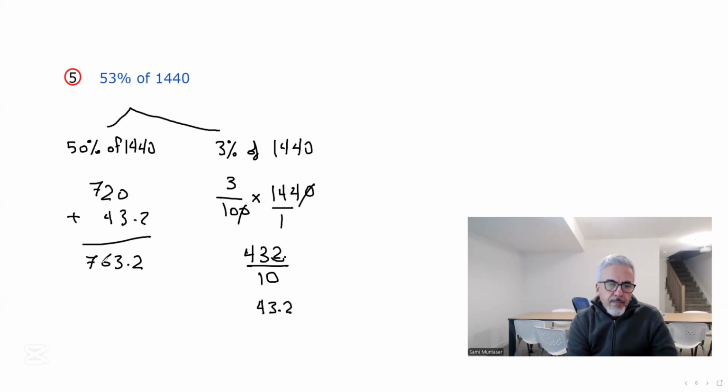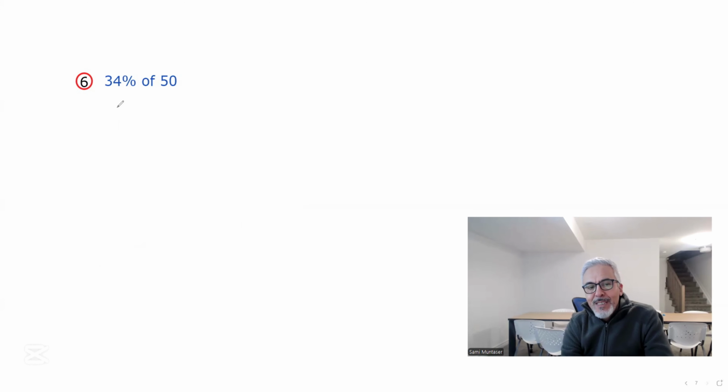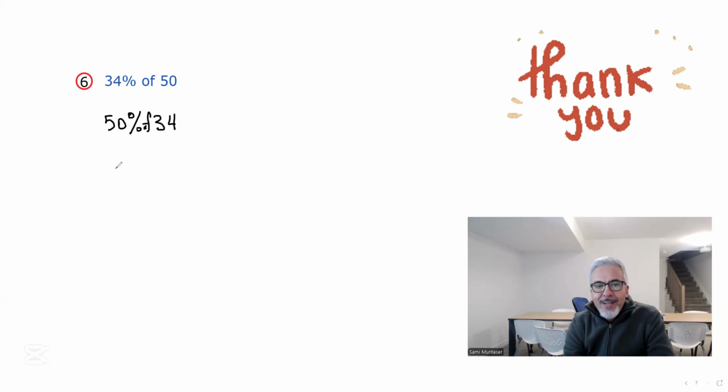763.2. Now we'll go to question number 6, and it's the last question. 34% of 50. Did you know that percents are reversible? So we could change this to 50% of 34. And remember we said 50% of any number means half of that number, and half of 34 is going to be 17.